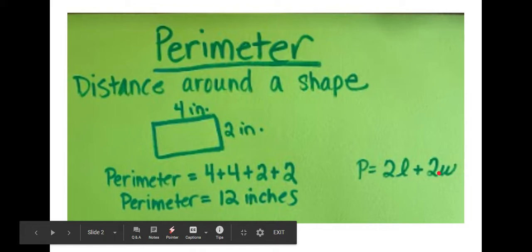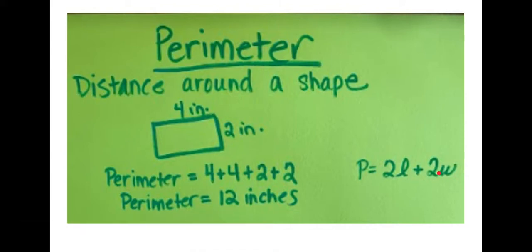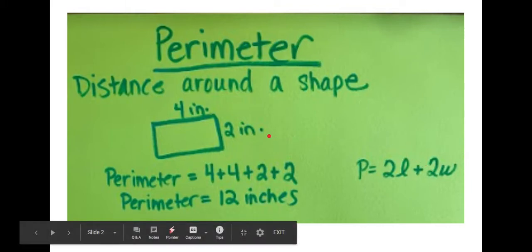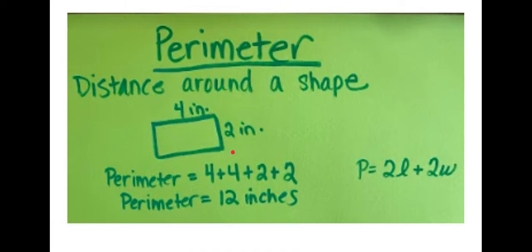So first of all, you'll notice I put the definition of perimeter. So perimeter is basically the distance around a shape. So like when we would talk in class about it, we would talk about the fence. It's the distance around the shape. So we're not thinking the inside right now.